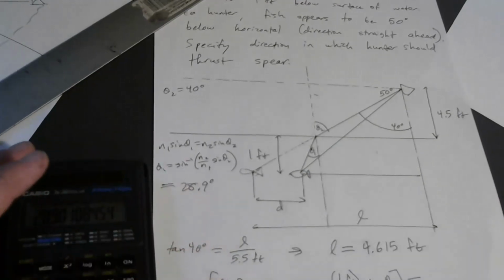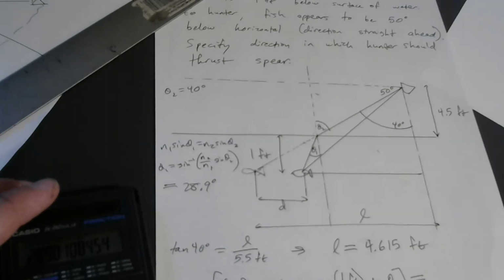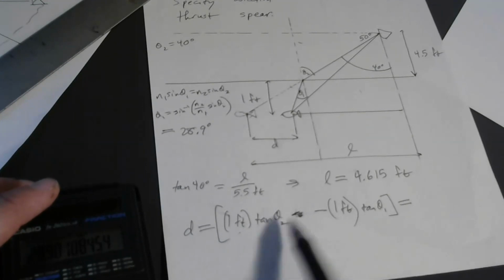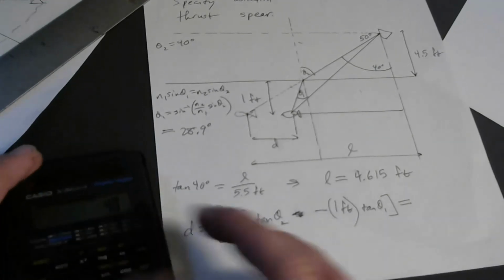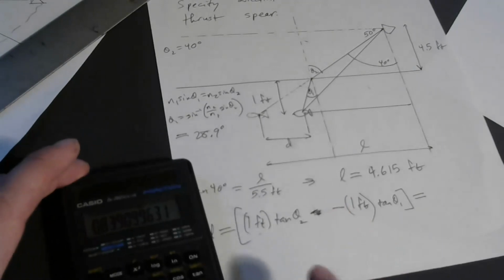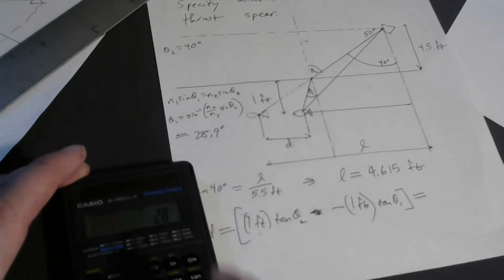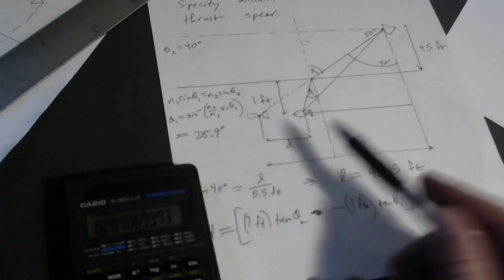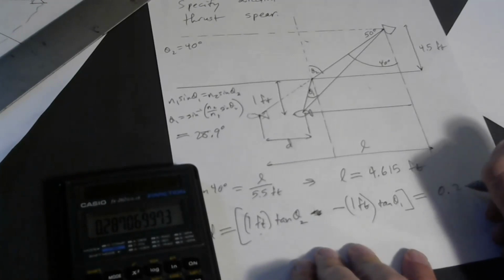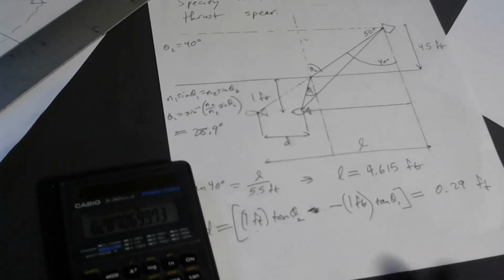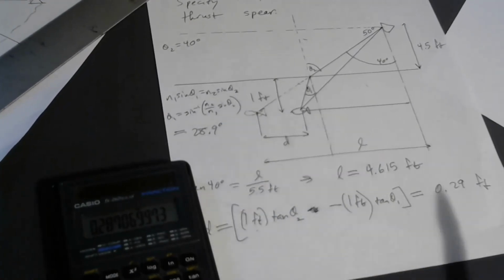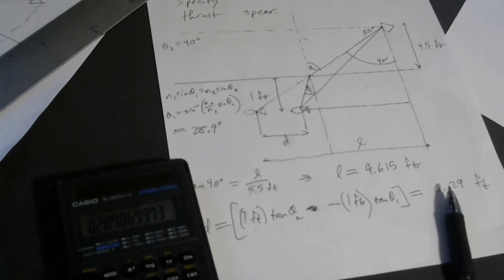So now I can go in here and evaluate all this stuff. Since this is 1, I'm really just taking the tangent of theta 2 minus the tangent of theta 1. Okay, so the tangent of 40 degrees minus the tangent of 28.9 degrees equals, it seems that this distance D is 0.29 feet. So the apparent position of the fish has really not shifted by much. That's about 1/3 of a foot. But I think 1/3 of a foot is enough to make you miss.